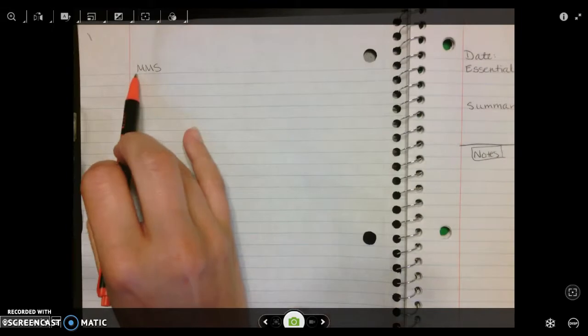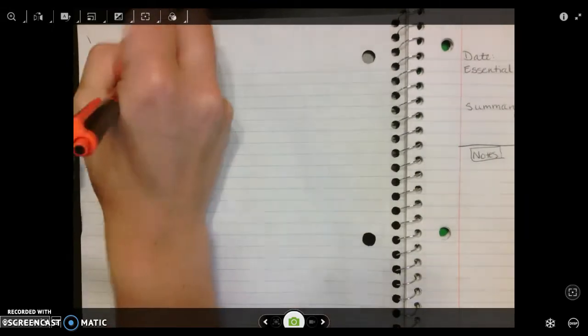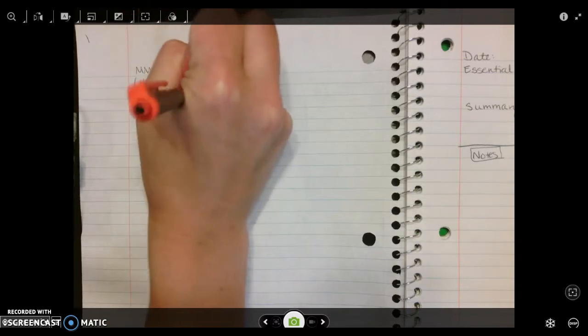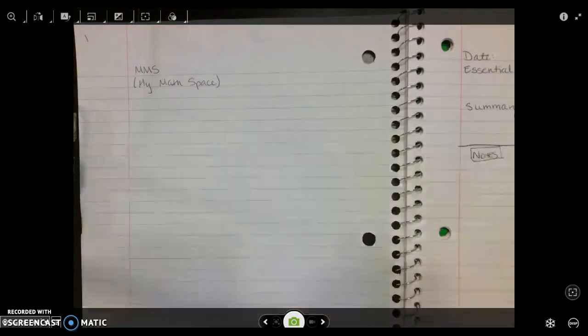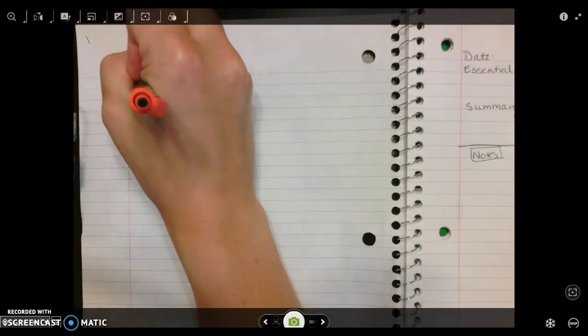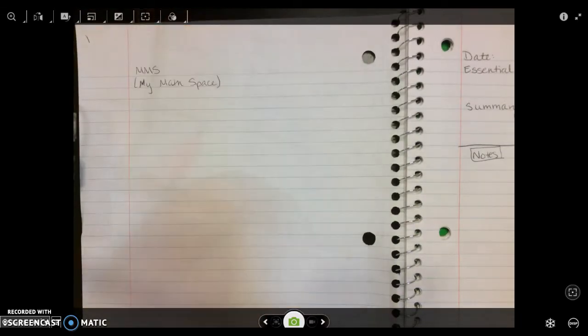Now you see this acronym here, MMS. That just stands for My Math Space. Just kind of a cute little way to say it. It can be renamed as workspace or practice space as well. It doesn't really matter. But students will use this page here specifically to work on practice problems, to just kind of put their thinking on paper.